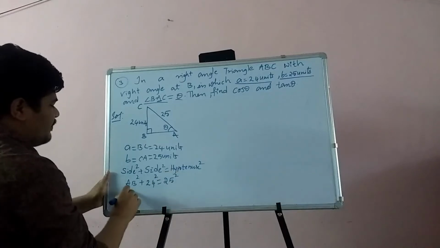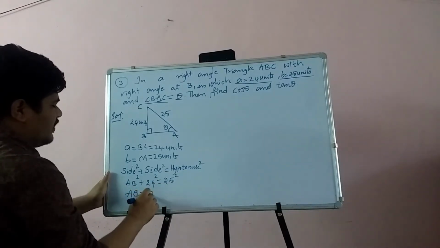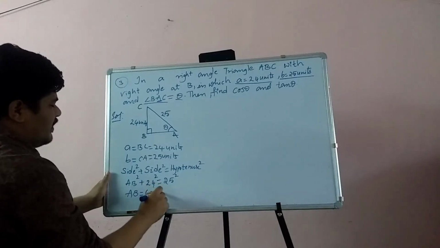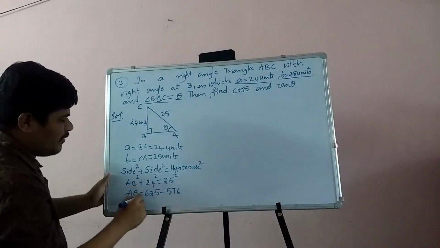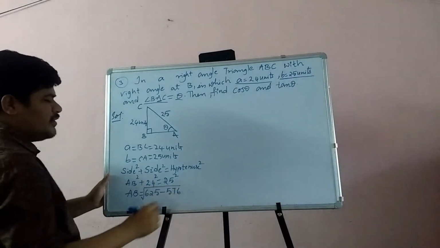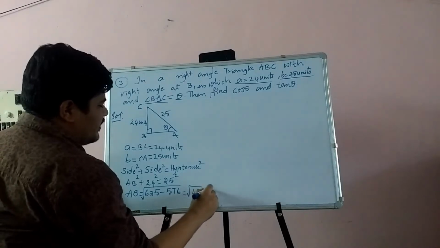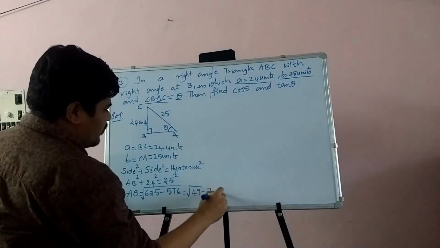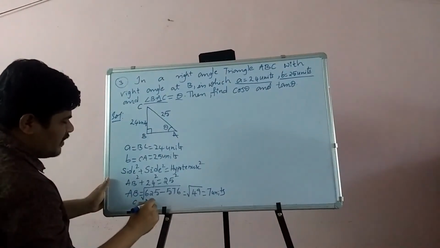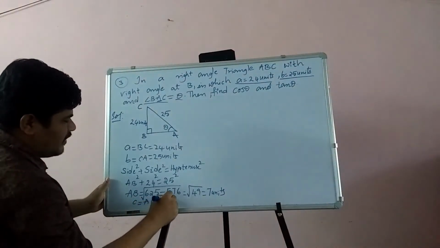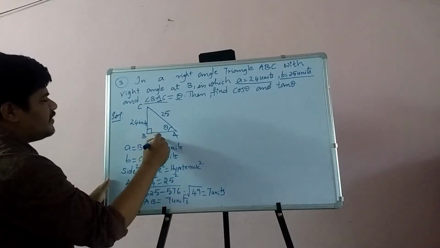So 25 square. So here AB square is equal to 25 square, what is it, children? 625 minus 24 square, what is it, children? 576. Then take the square root. Okay, so you will get it as under root of 49, which gives you 7 units. So AB is equal to 7 units. Okay, so children, here I am writing it as 7 units.